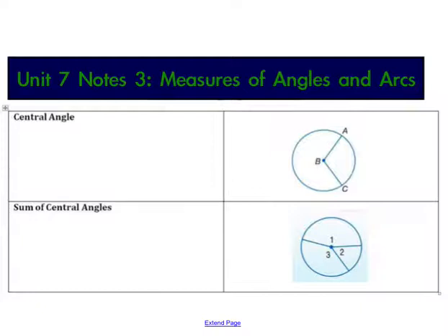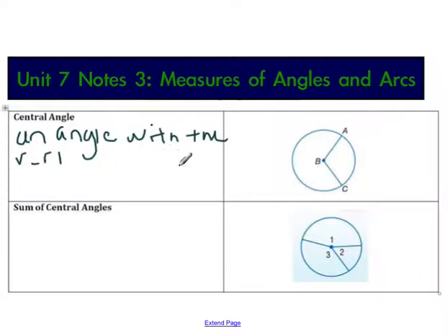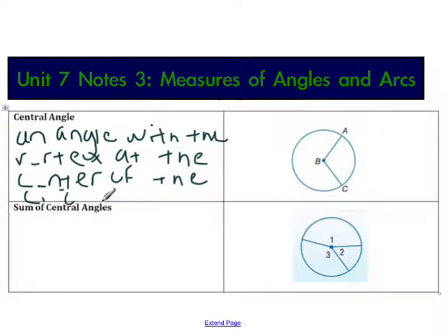So first we need to talk about what a central angle is. A central angle is an angle with the vertex at the center of the circle. So B is at the center of our circle, and it has two radii that make up the sides of the angle that extend to the endpoints of the circle. That makes it a central angle.